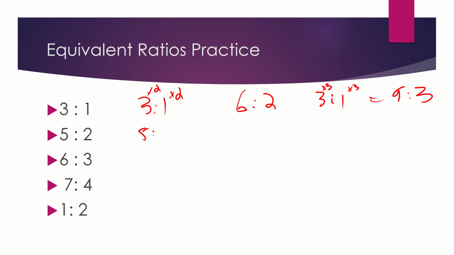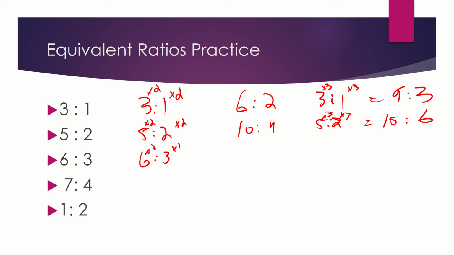Let's take the next one, 5 to 2. We're going to multiply by 2, multiply by 2. We're going to get 10 to 4. Now we're going to take 5 to 2 again. We're going to multiply by 3 now, and we're going to get 15 to 6. Okay, 6 to 3, I'm going to write here. We multiply by 2, multiply by 2. We're going to get 12 to 6. Now if we do 6 to 3, we multiply by 3.